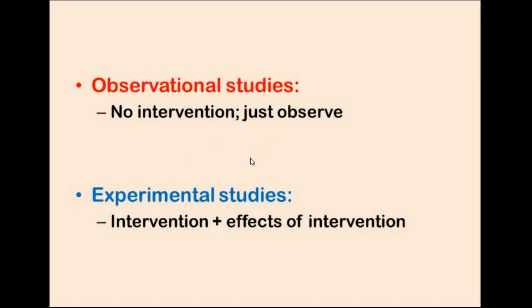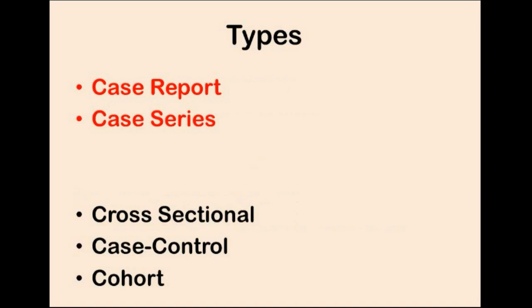In observational studies, there is no intervention. All you're doing is you have a bunch of people, which are your subjects, and you're just observing them. In experimental studies, there is actual intervention where you give medications or certain procedures or whatever, and you see what the effects of that intervention and the benefits are.